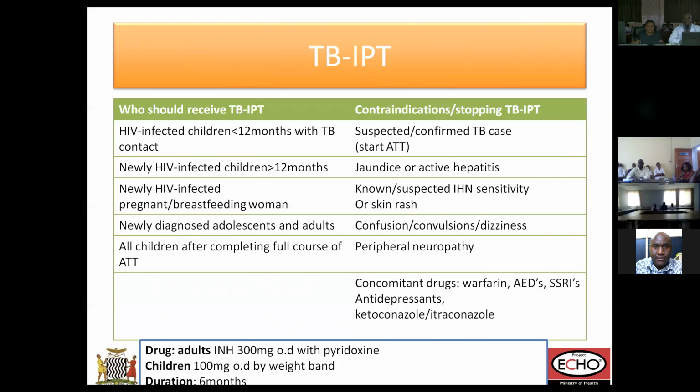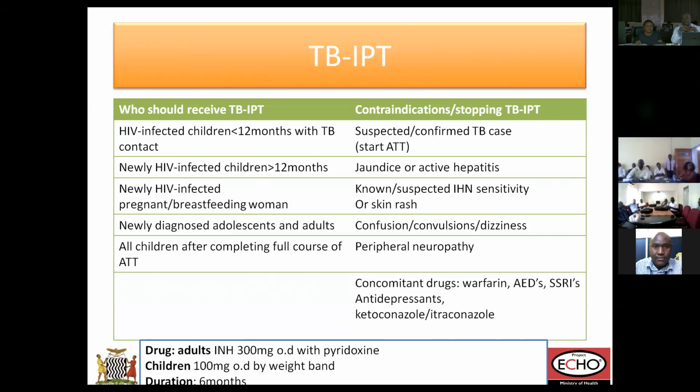Then newly HIV-infected pregnant and breastfeeding women, and newly diagnosed adolescents and adults should also be started. And all children who, after completing the full course of ATT, having been diagnosed with TB, should continue isoniazid preventive therapy for 6 months.